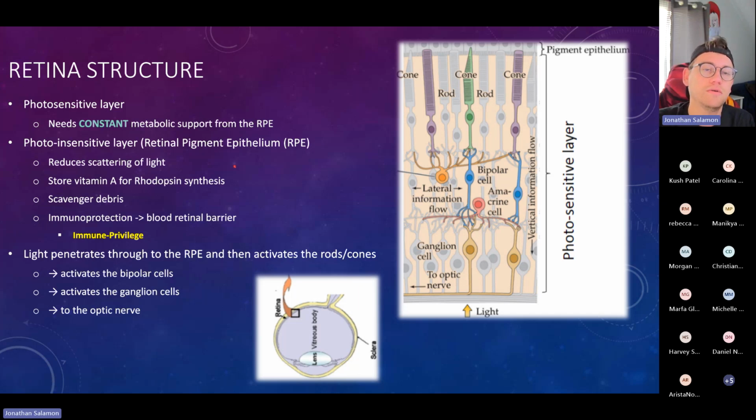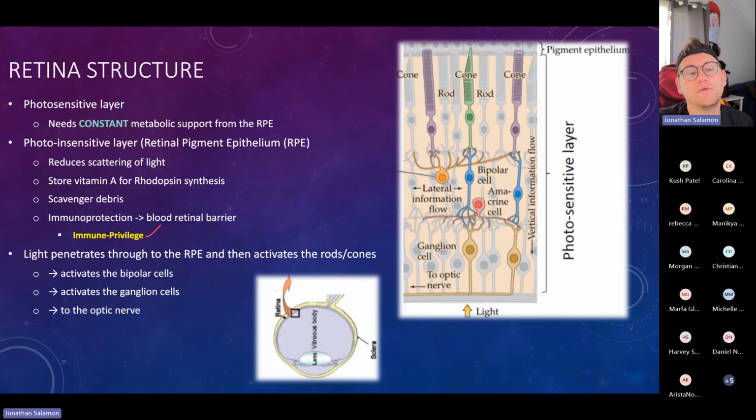So this is the photosensitive layer, right? But it does a lot more because it's thick, right? The photosensitive layer needs constant support from the non-photosensitive layer, basically the photoinsensitive layer. And you can basically think of them as supporting cells, right? The big thing that they do though is this.